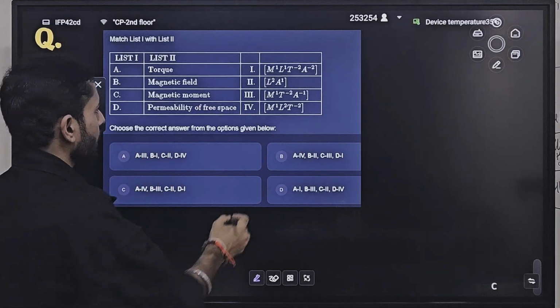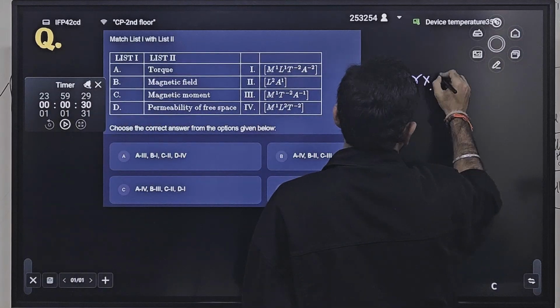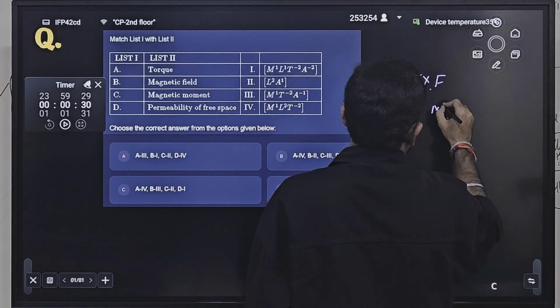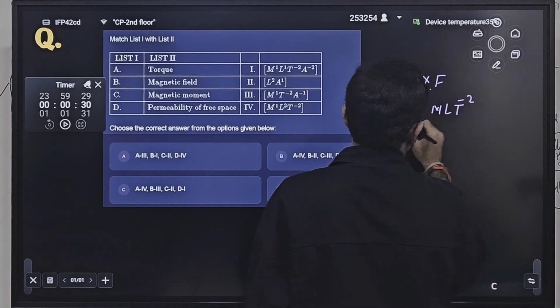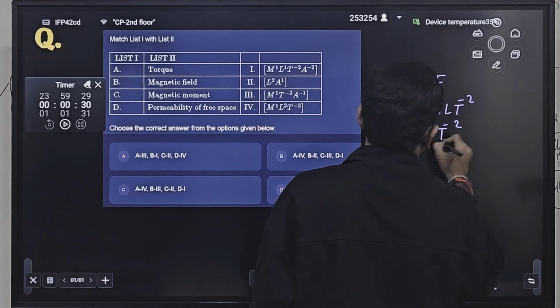What I am trying to say is, you know about torque? Very basic formula, torque is equal to what? R cross F. That means radius is what? L, and what is force? M L T minus 2. That means what is the dimension? M L square T minus 2.